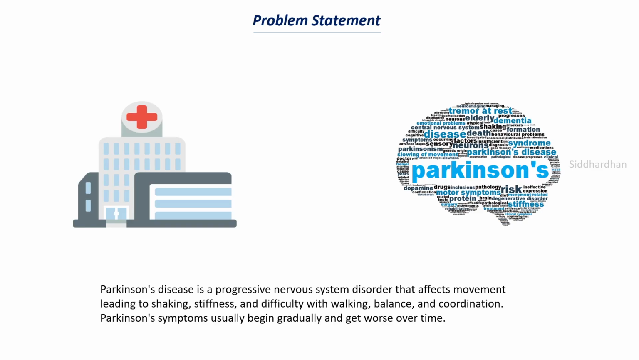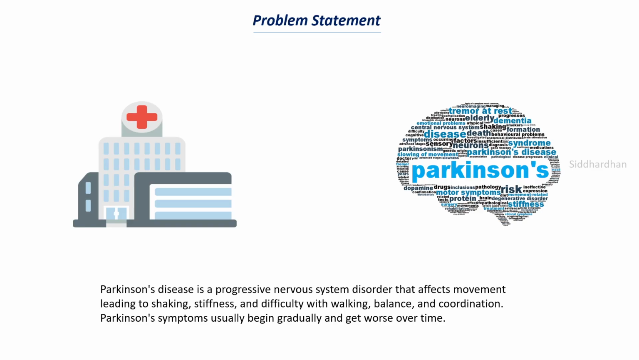So let's understand Parkinson's disease. Parkinson's disease is a progressive nervous system disorder that affects movement, leading to shaking, stiffness, and difficulty with walking, balance, and coordination. Symptoms usually begin gradually and get worse over time. It affects mostly people who are more than 50 years of age. There are also cases when people below that age get affected, and that case is called young onset Parkinson's. This is one of the critical diseases in healthcare, and let's see how we can build a machine learning system to diagnose it.